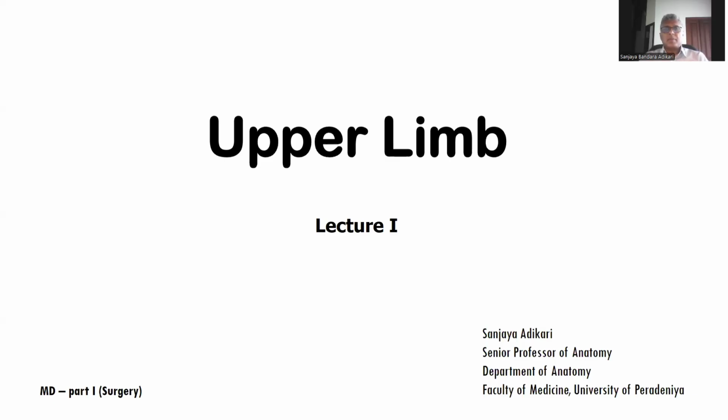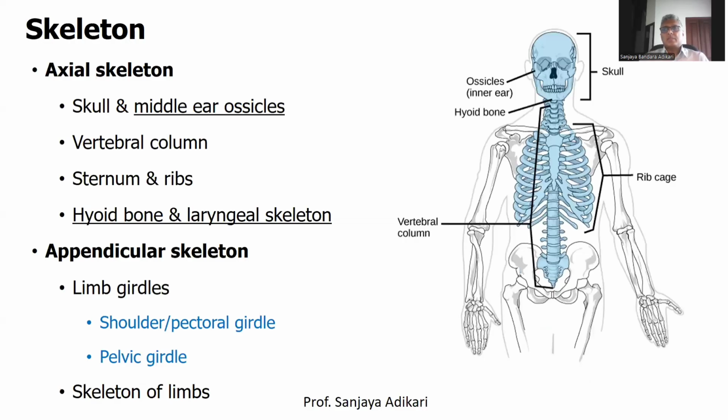We will start with the upper limb lecture 1. Now, a few simple things at the beginning. When it comes to the full skeleton, just to remind you, the skeleton is divided into two components basically: the axial skeleton and the appendicular skeleton. So this is your axial skeleton and this is your appendicular skeleton.